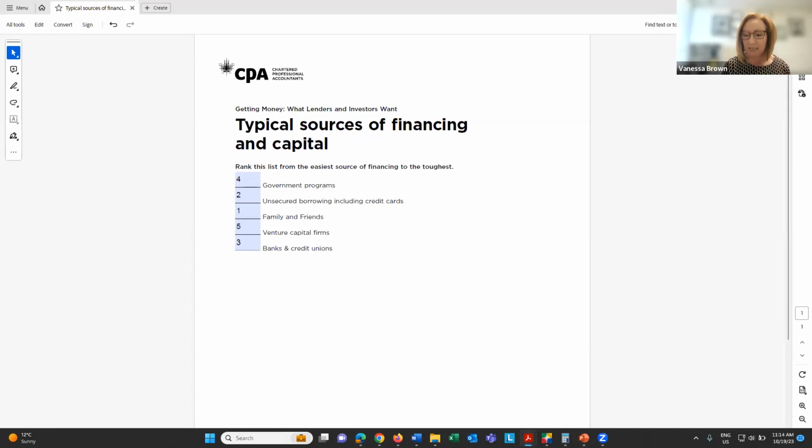The downside on the unsecured borrowing is that the interest rates will be a bit higher. So our Bank of Canada rate right now is 5%. Typically seeing unsecured borrowing at some range of about 7 to 10%, depending on the person's borrowing history, the business owner's borrowing history. The banks and credit unions are typically third source financing.